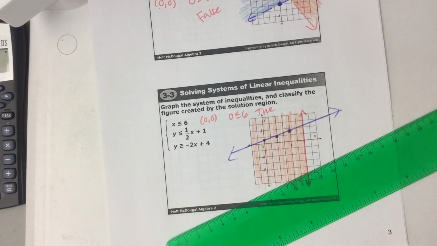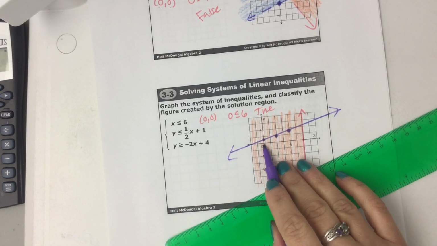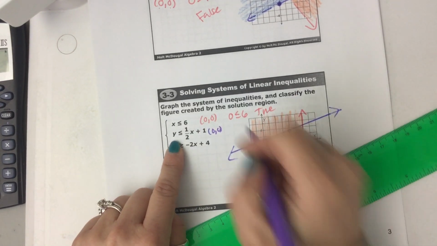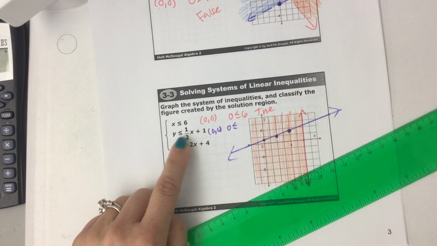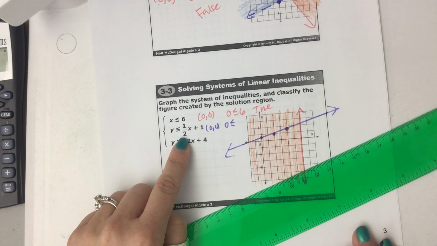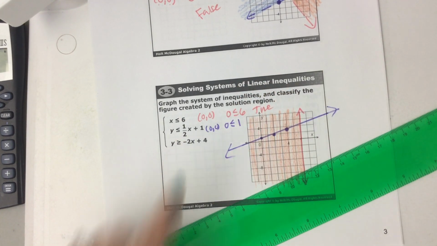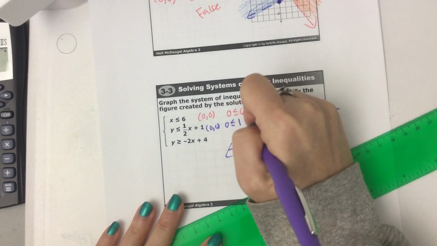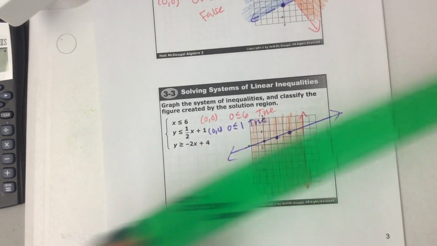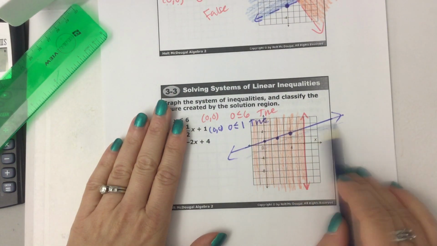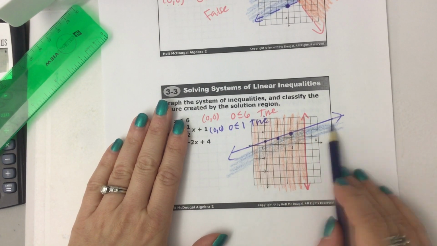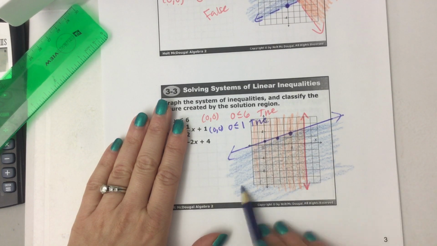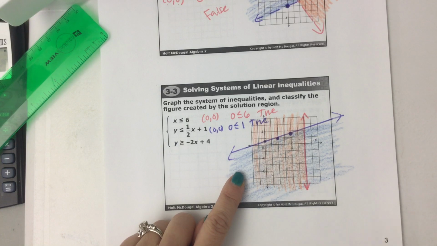Now I need to figure out where I shade from there. Again, 0, 0 is not on the line. It's pretty darn close, but it's not there. So if I test 0, 0, I have 0 is less than or equal to 1/2 times 0 is 0. 0 plus 1 is 1. So the statement says 0 is less than or equal to 1. Well, yep, that is also true. So I go ahead and I shade the side that has 0, 0. But I'm not done yet because we have one more inequality. So right now I know my final answer has to be somewhere within this region.